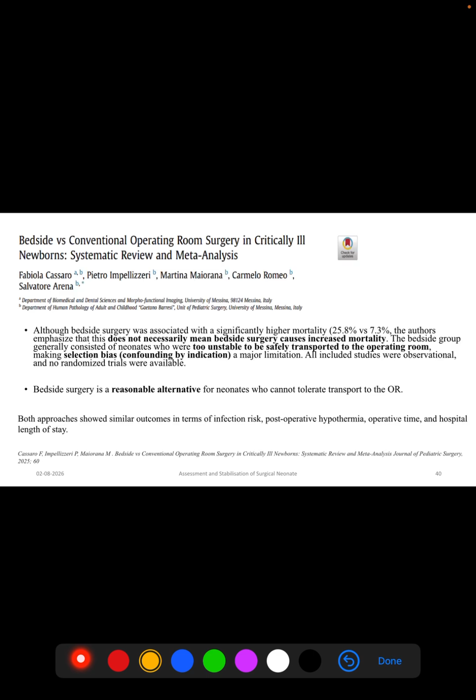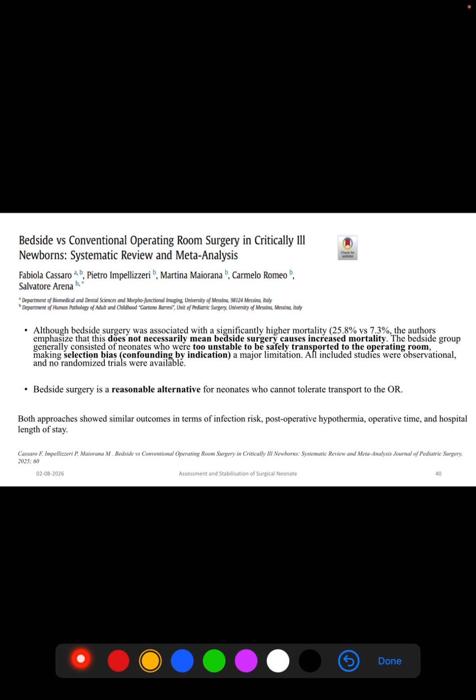So then there came a concept of bedside laparotomy or bedside surgery. So this paper has discussed the bedside versus conventional operating room surgery, critically in newborns. We have discussed the systematic review and meta-analysis. Bedside surgery was associated with a significantly higher mortality in this paper, 25.8% versus 7.3%. The authors emphasize that this does not necessarily mean bedside surgery causes increased mortality.